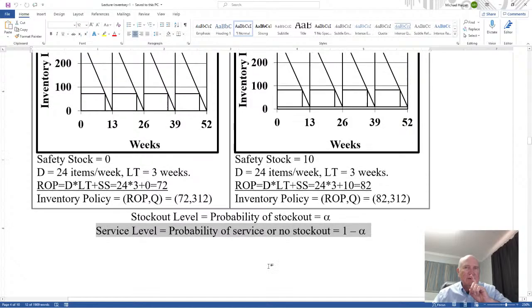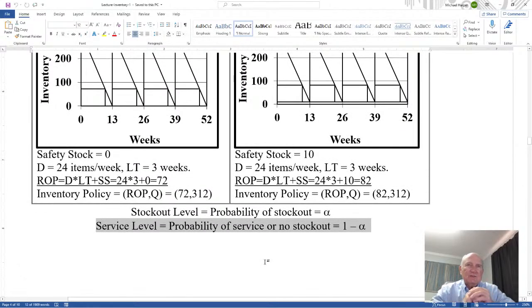But notice, an easy way to remember this is that the service level is directly proportional to the safety stock. If the safety stock goes up, the service level goes up. But the service level is inversely related to the stock out level. Because if you increase your safety stock, then the stock out level goes down because it becomes less and less likely to run out of inventory.